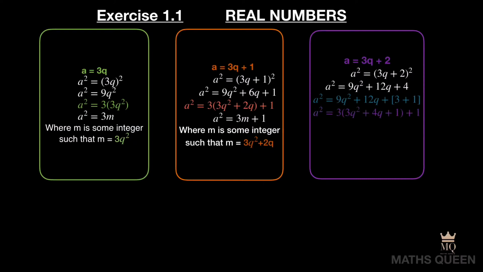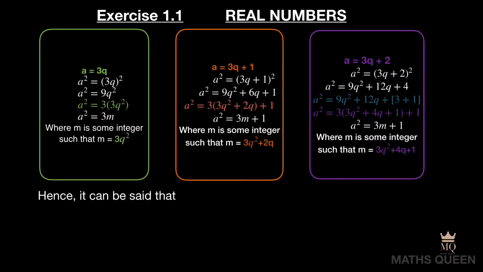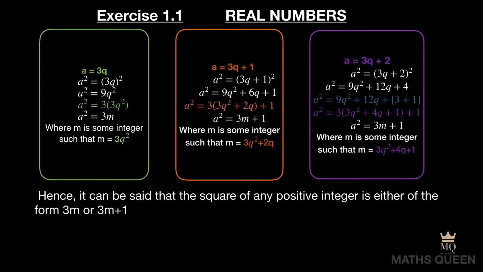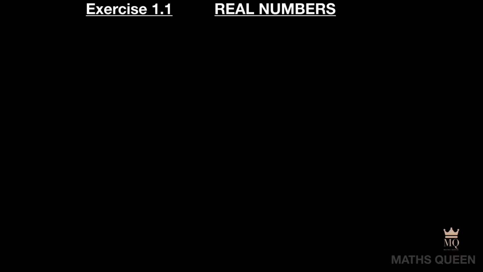So taking out 3 as common and putting the rest in the brackets, that is 3 into 3q square plus 4q plus 1 in the brackets plus 1. So we could write it as a square is equal to 3m plus 1, where m is equal to 3q square plus 4q plus 1. Simple, right? Hence, it can be said that the square of any positive integer is either of the form 3m or 3m plus 1. Moving to the last question.